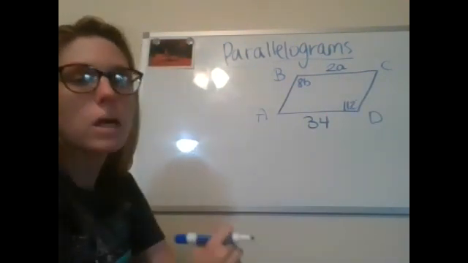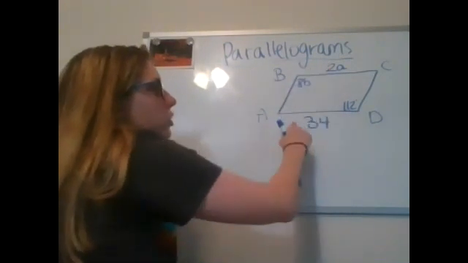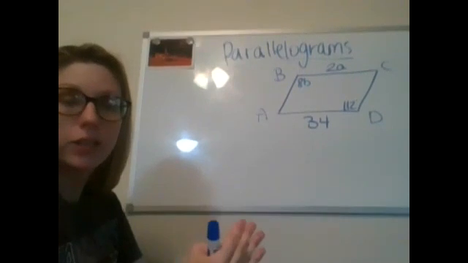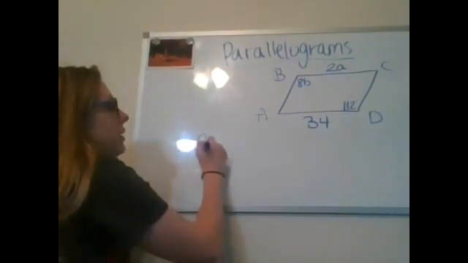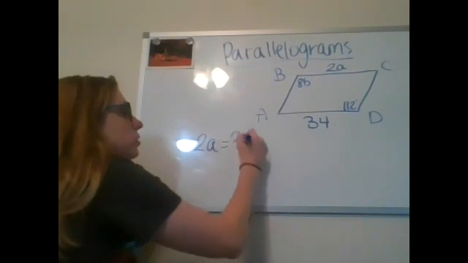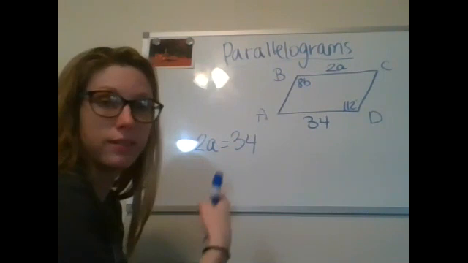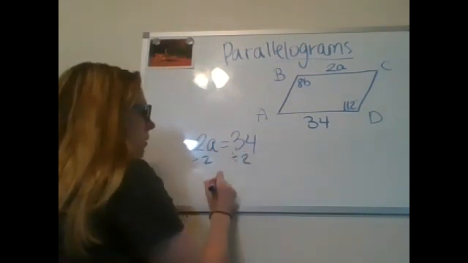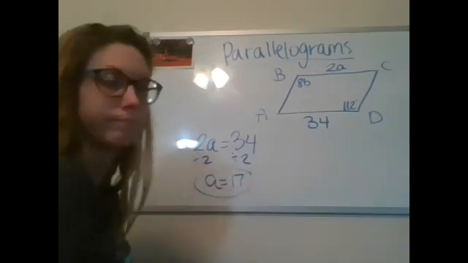Okay? I'm going to start with a. So I have 2a and 34 on opposite sides. I know opposite sides are equal, so to solve for a, I'm going to set them equal. So 2a equals 34. Now I'm going to solve this equation by dividing each side by 2, and a will equal 17.